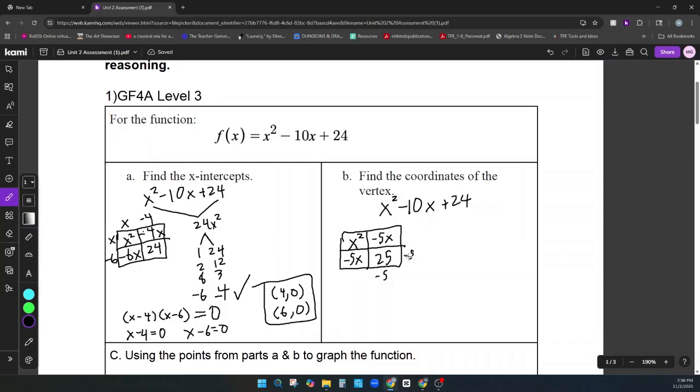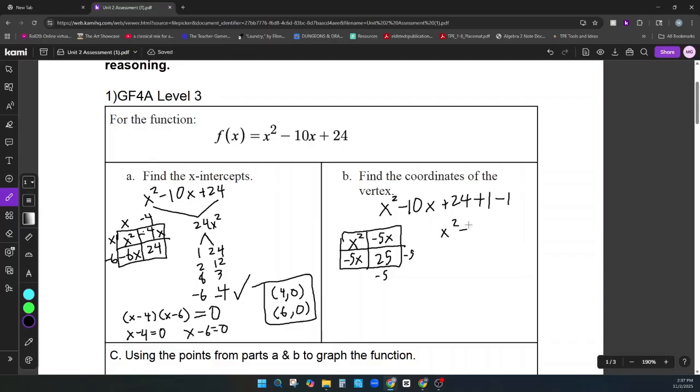But in order for me to use this box, I need a 25. And I don't have a 25, I have a 24. So in order to use this, I need to figure out how to get a 25. And the way I do that is by adding 1 to my function. However, I can't do that for free. I can't just change the equation however I want. In order to balance things out, if I add 1, I must also minus 1.